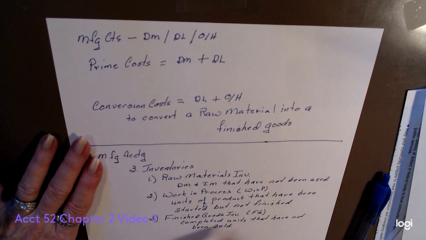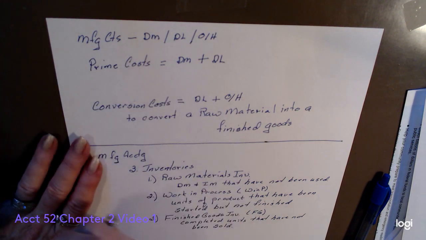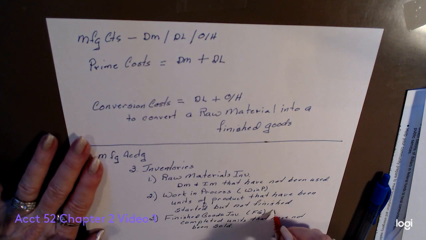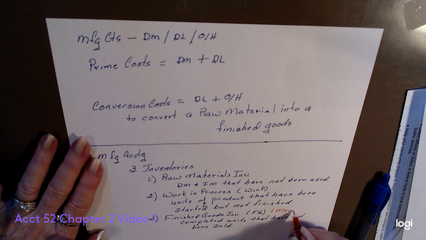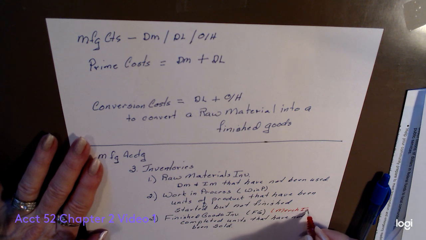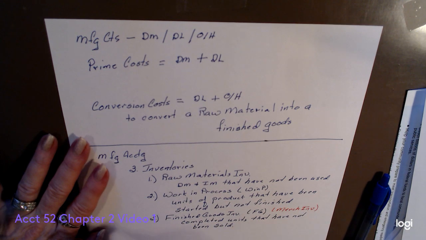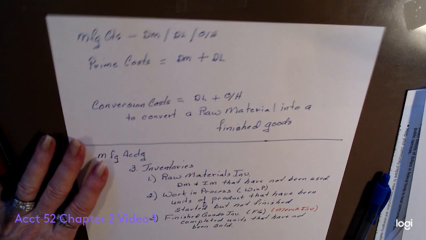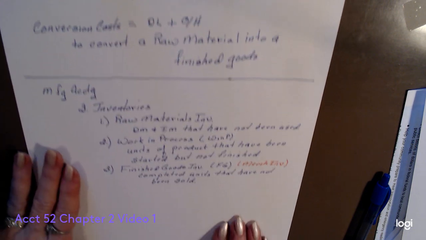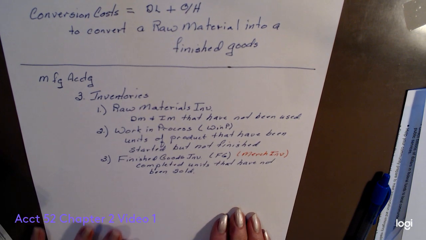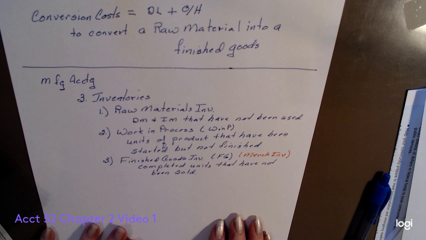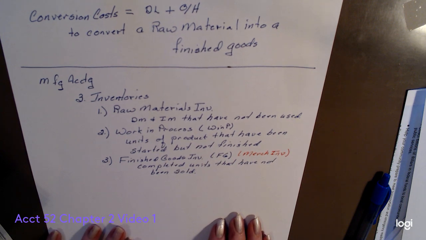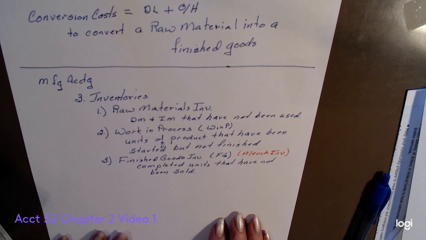So again, the finished goods inventory is kind of like a merchandise inventory, because those are also goods that are ready to be sold that have not been sold as of yet. Okay? So these are basically most of the costs that we are looking at.